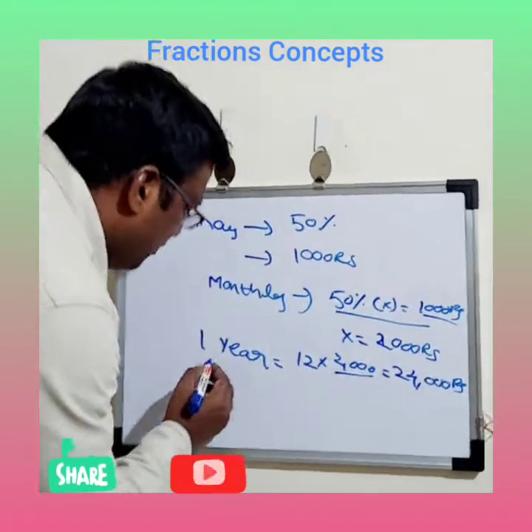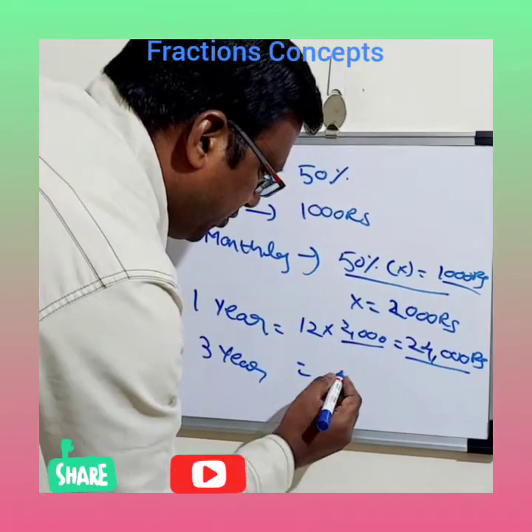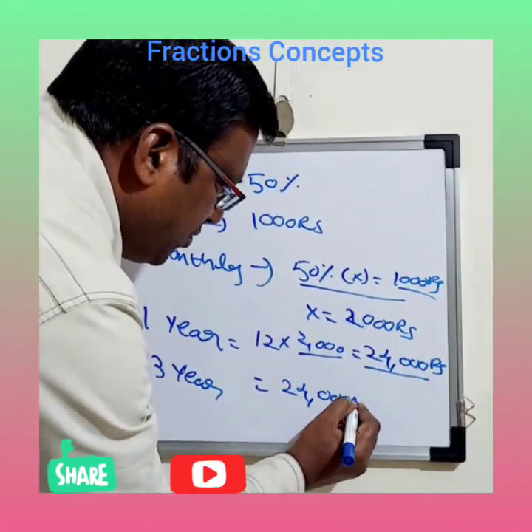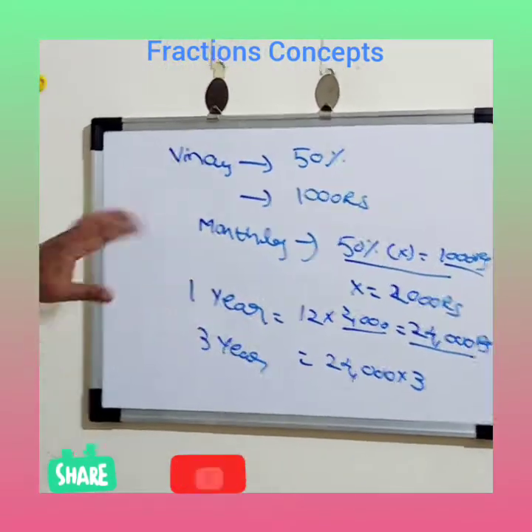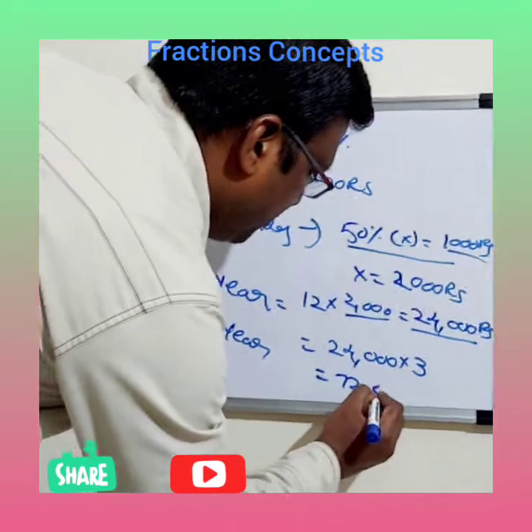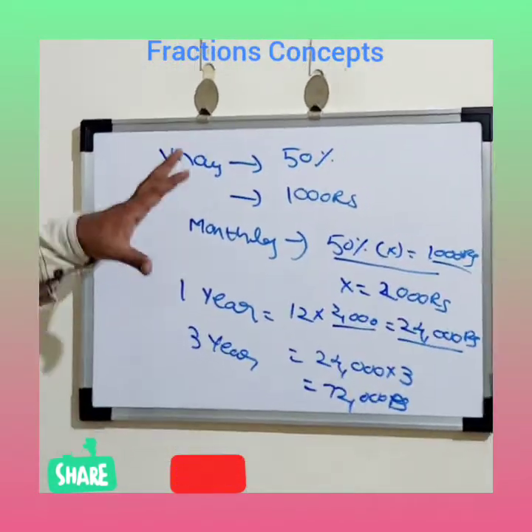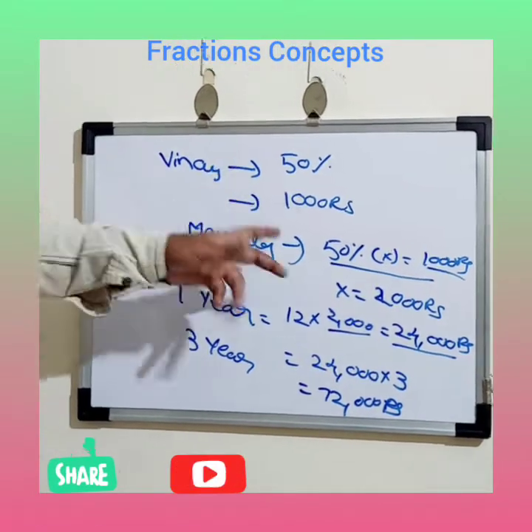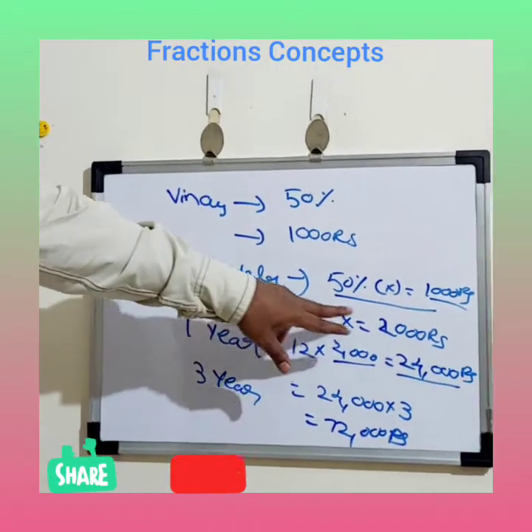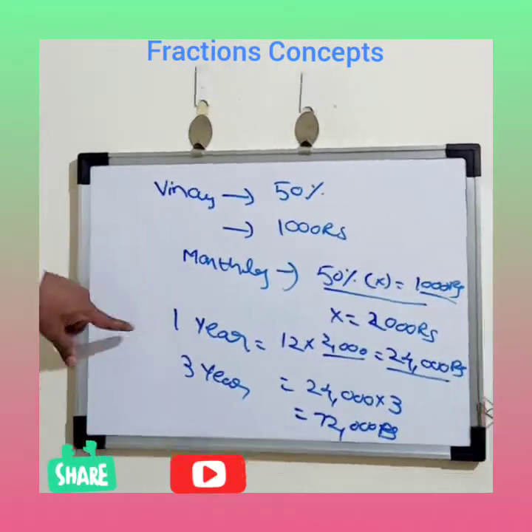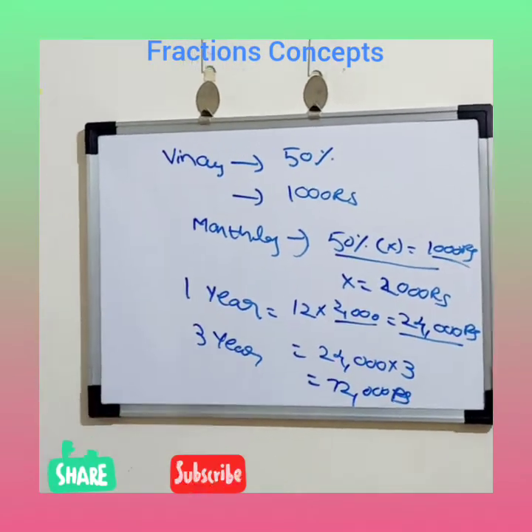What is the salary for 3 years? Just multiply this value by 3, because per annum it is 24,000 rupees. For 3 years, it will be 72,000 rupees. So just see, without knowing percentages, just by applying simple logic, 50% of salary is 1000 rupees, then what will be 100%? 2000. That is the monthly salary of Vinay. From that you find the salary for 1 year, and after that the salary for 3 years.